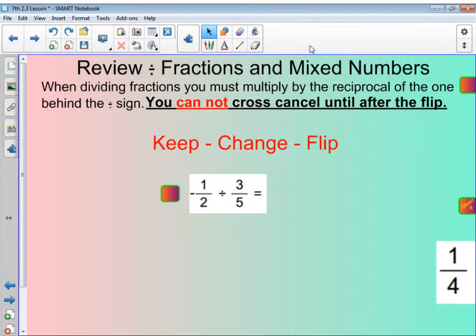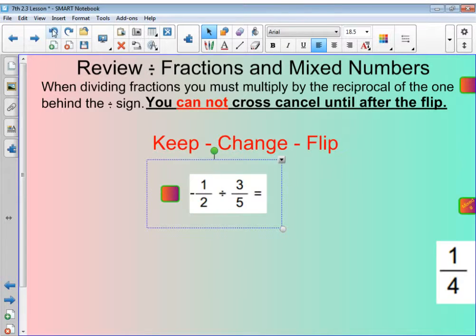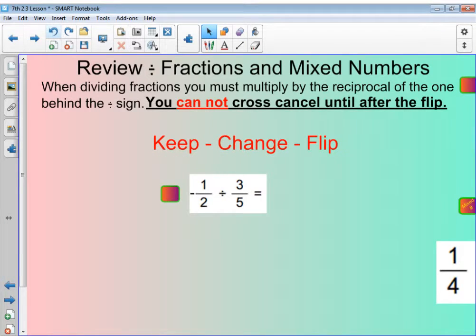Okay, so we have -1/2 divided by 3/5. Okay, so this one I want you to try on your own. You're going to keep, you're going to change, and you're going to flip. And this first one here, this is a -1/2. I know that they kind of blend, it blends together, but that's -1/2. So go ahead and do your process, and then check back in just a minute to see what your final answer should have been. You should have gotten -5/6 for that one.